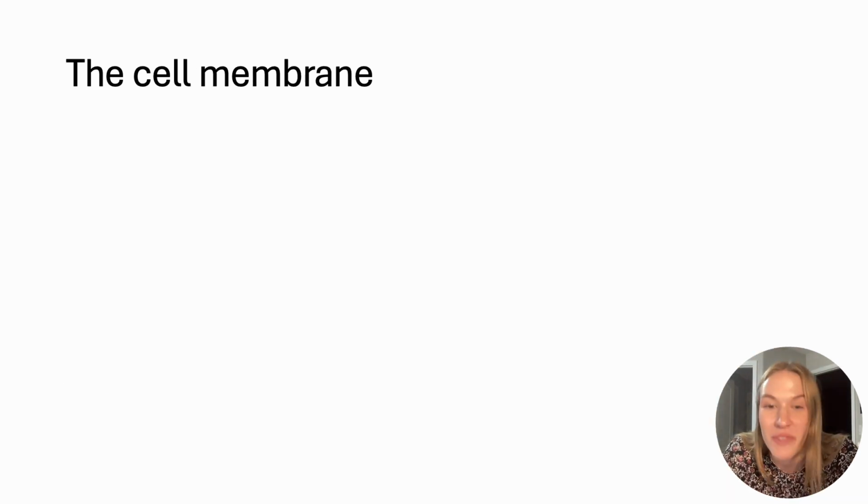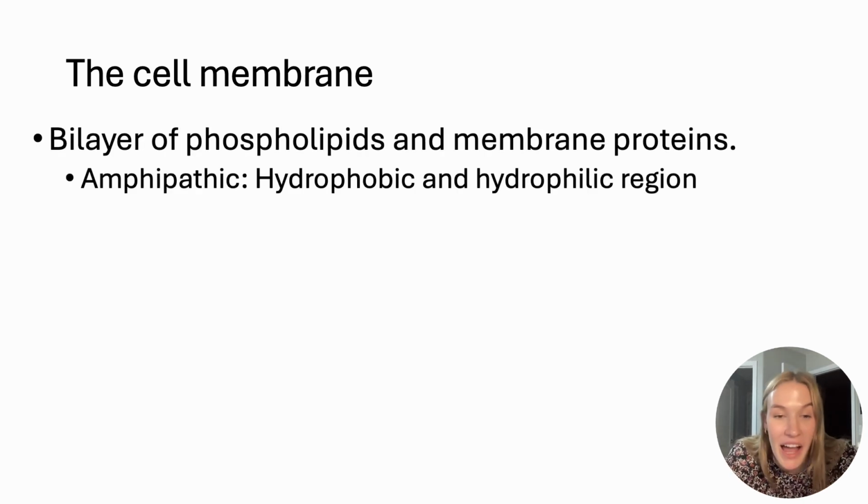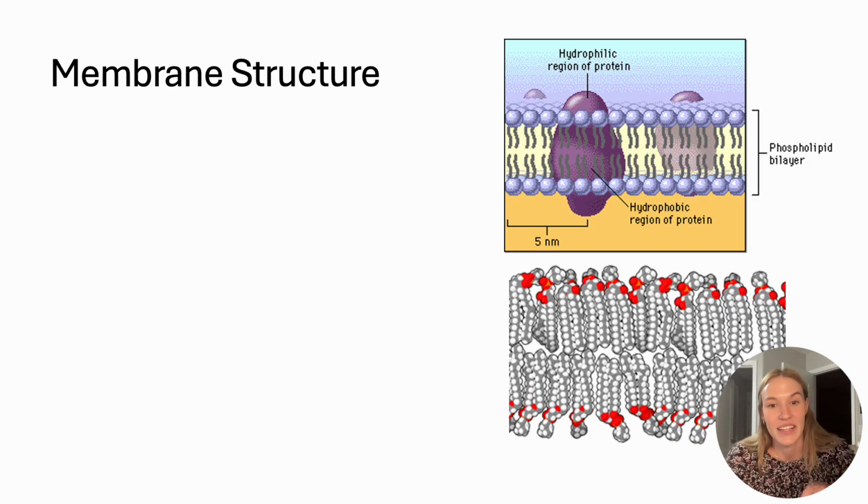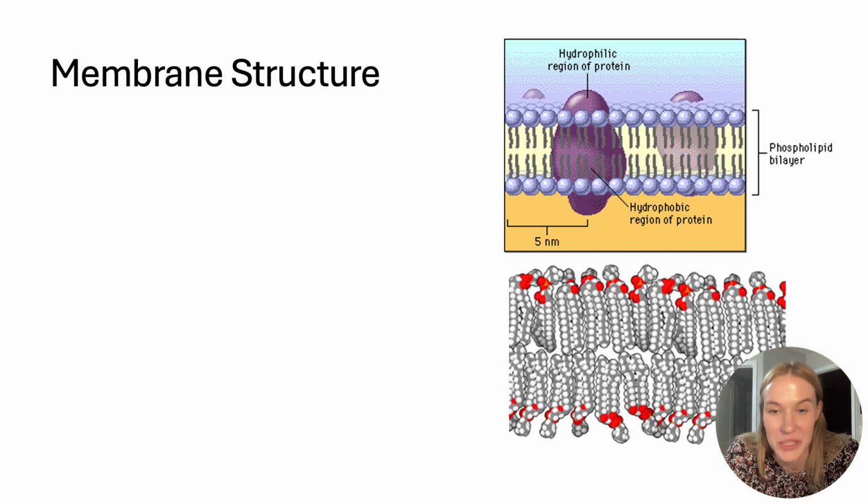Okay, so one of those defining features, one of those hallmarks of the cell is the cell membrane. What is it? Well, it's a bilayer of phospholipids and membrane proteins. We use the term amphipathic to describe the cell membrane, which means that it has both hydrophobic and hydrophilic regions. Think like a frog. It likes water, it lives in water, but it also lives on land. And so this membrane structure is pretty cool.